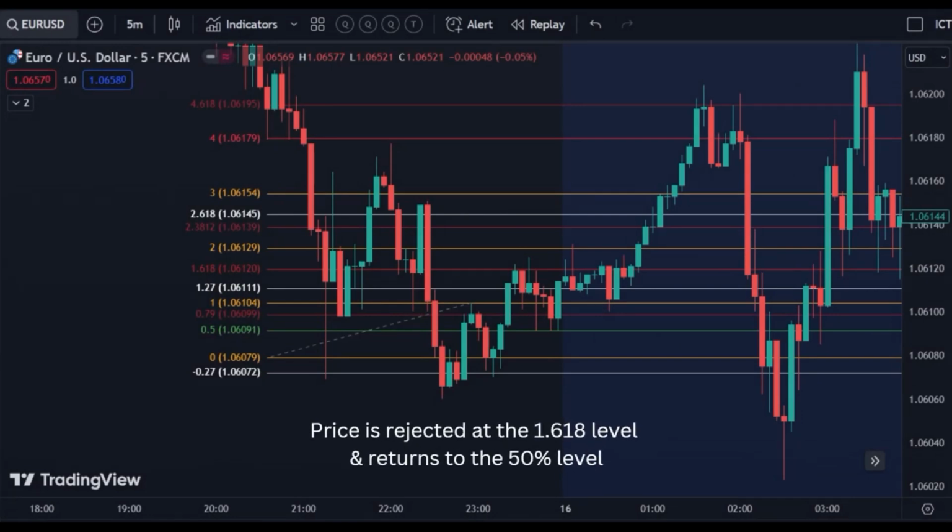Here, price is rejected at the 161.8 level. It returns to the 50% level. Here's our 161.8, and it goes down to the 50% and then takes off. This is our order block as we drew from the wick to the body. Price broke this structure and then retraced back into this 50%.